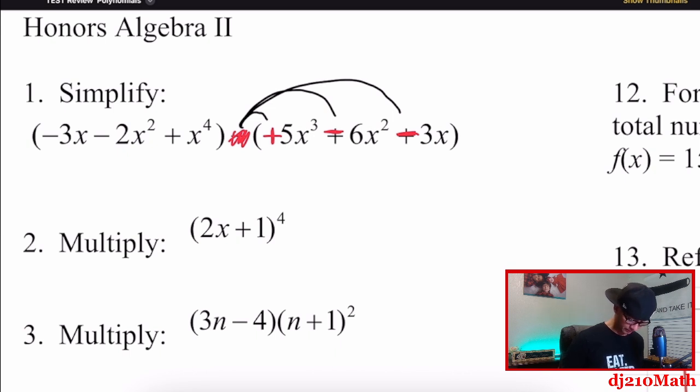So the biggest degree is x to the fourth. X cubed, there's only one. So plus 5x cubed. X squared, there's 1, 2. So negative 6 minus 2, right? Because we're combining like terms. So this is going to be negative 8x squared.